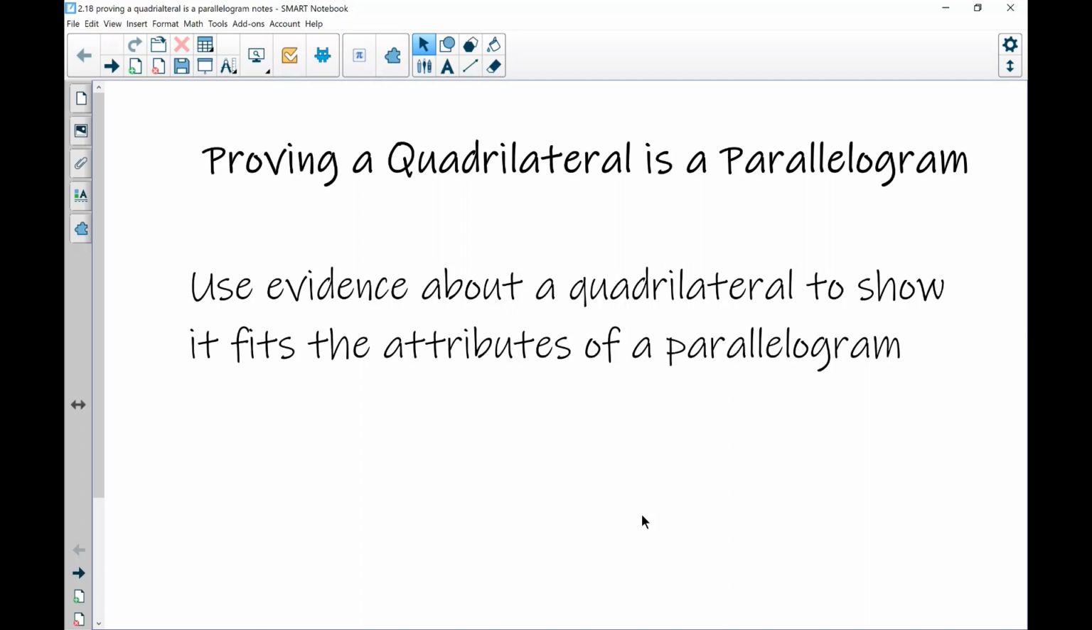Today we are going to cover how to prove that a quadrilateral is a parallelogram. Yesterday we talked about the properties of parallelograms. We said, if we already know that a shape is a parallelogram, then we can say certain things are true. Today we're going to go the other way around. We're going to make some observations about the shape, and based on that evidence, we can prove that the shape is actually a parallelogram. So we're going to use evidence about a quadrilateral to show that it fits the attributes of a parallelogram, and then you can prove that it actually is one. So we're going to get started.